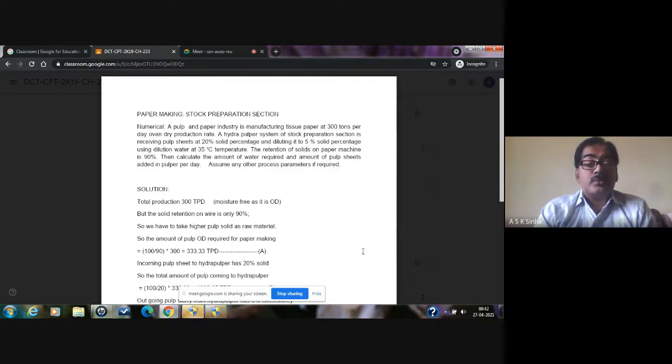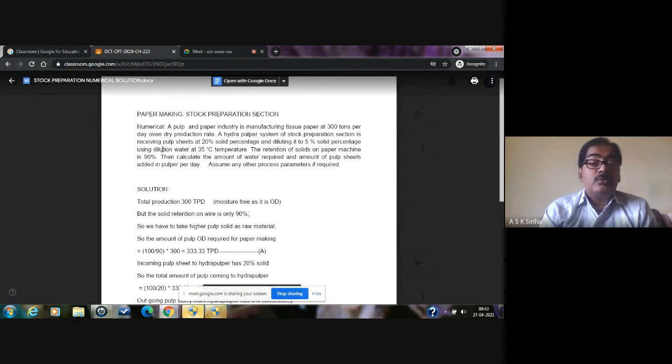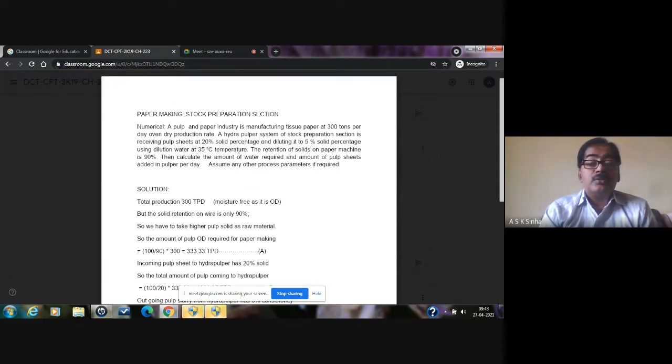stock preparation section of different paper machines, and the first equipment that will be receiving the pulp will be the Hydra pulper. So it will be taking the pulp at medium consistency, like here it's coming at 20% solid percentage, and then diluting to 5% solid percentage using dilution water at the normal temperature of 35 degrees Celsius. And this industry is manufacturing tissue paper at a production rate of 300 tons per day. This production rate is given on the OD basis, oven dry production rate.